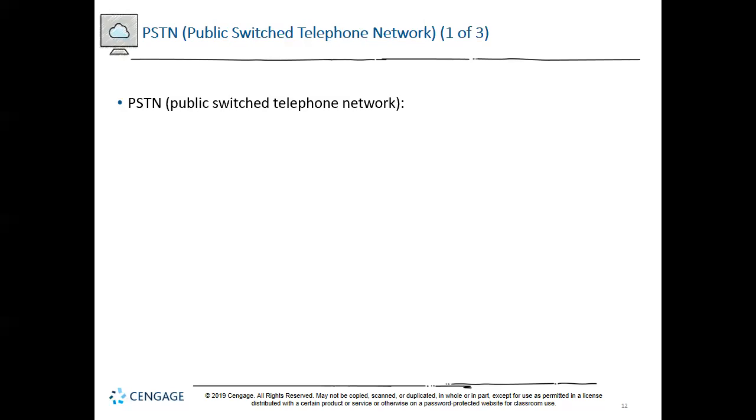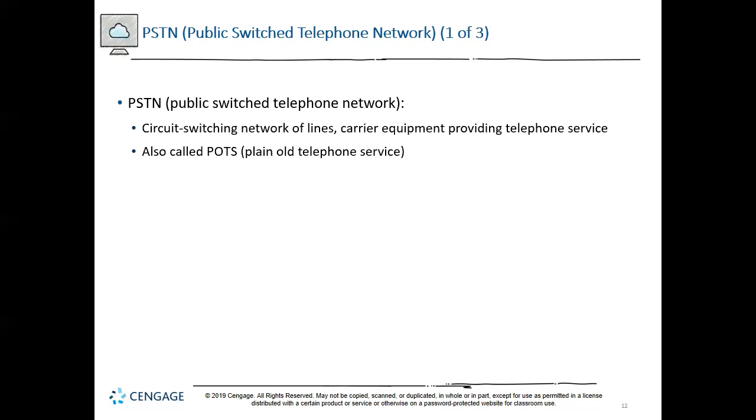Public switched telephone network. We also call it POTS, P-O-T-S, plain old telephone system. Circuit switching. The idea of circuit switching is I pick up the telephone. That's a public switched telephone network. And I dial a number and I ring somebody. During the time that we're talking, we have a virtual circuit through there, right? We're switched.